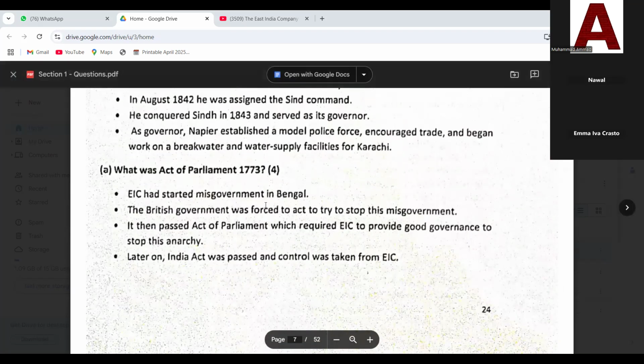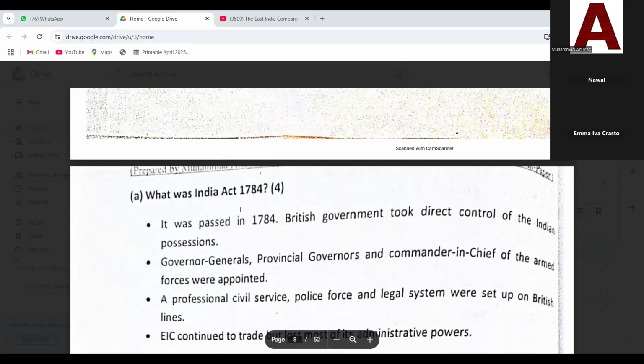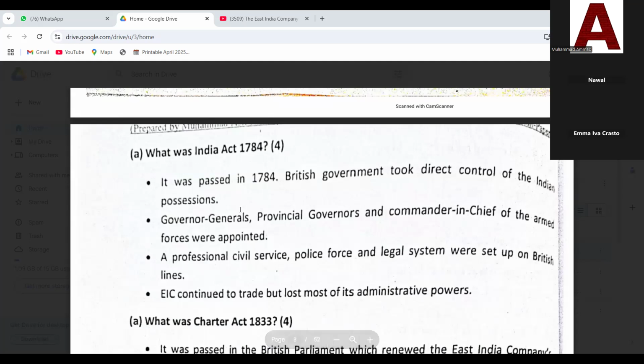In 1784, 11 years after the Act of Parliament, the India Act was passed, which was a way of the British government taking direct control of the possessions of the subcontinent. The governor generals, the provincial governors, and the commander in chiefs were all appointed by the British government in India. A professional civil service, police force, and legal system were set up on British lines, and the EIC, the East India Company, was allowed to trade and not have its administrative powers.